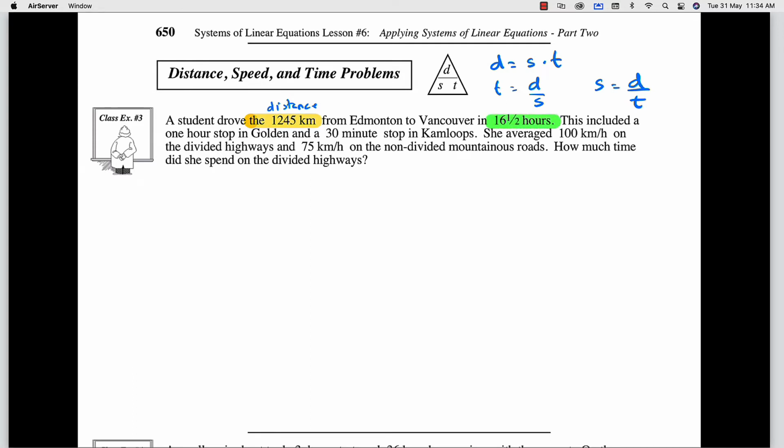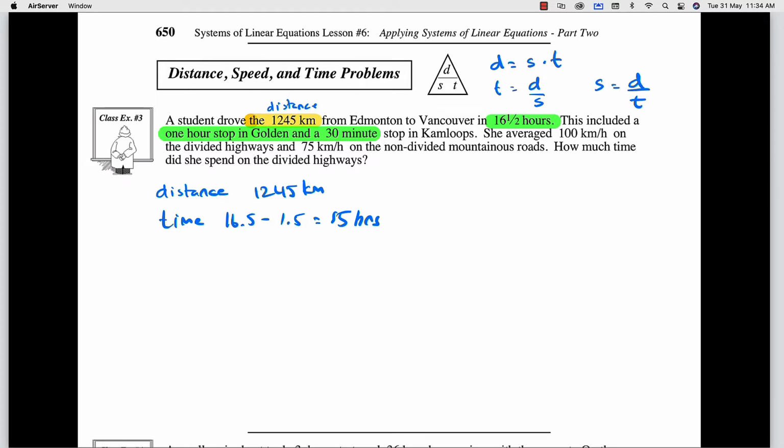So that's going to be a time. However, it did say here this included a 1-hour stop in Golden and a 30-minute stop in Kamloops. So currently I can see the distance that this person has traveled is 1,245 kilometers. The time it took to go that distance is going to be 16.5 minus the 1.5 where they stopped. So the total is going to be 15, and those are going to be hours.